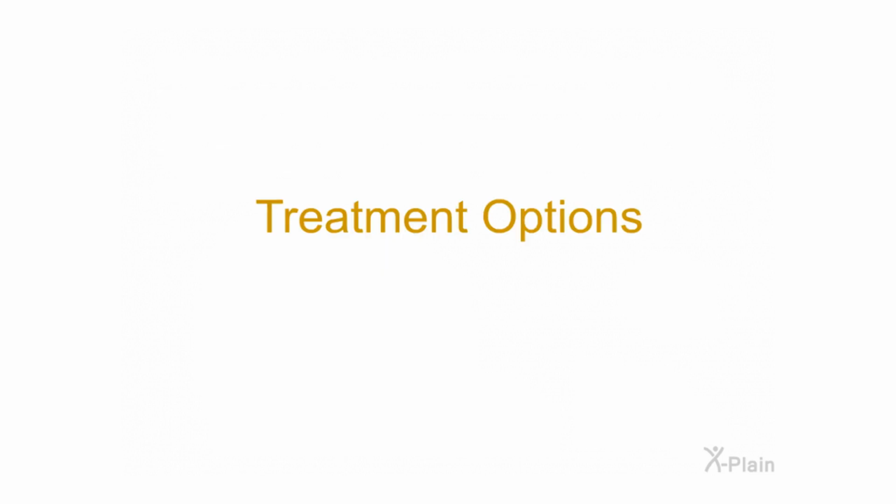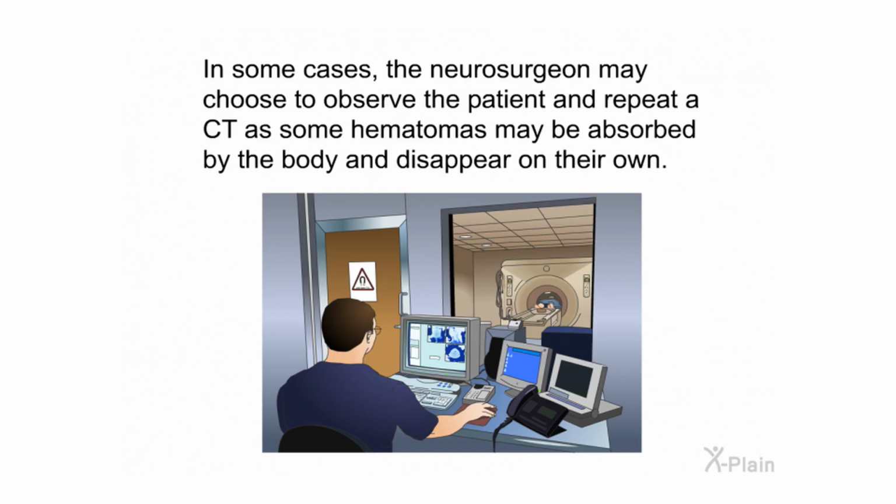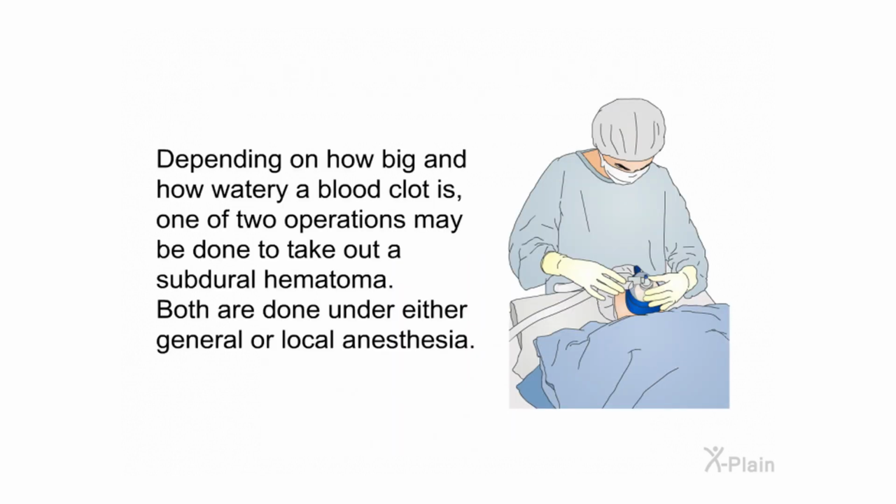Treatment options. In some cases, the neurosurgeon may choose to observe the patient and repeat a CT, as some hematomas may be absorbed by the body and disappear on their own. Surgery. Depending on how big and how watery a blood clot is, one of two operations may be done to take out a subdural hematoma. Both are done under either general or local anesthesia.